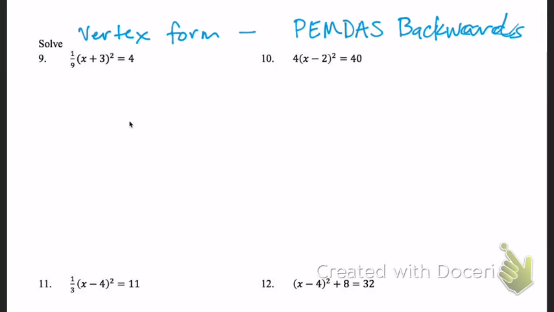So I'm going to add subtract first in number 9, but there's nothing to add or subtract. So then I'm going to multiply divide. And so I want to get rid of this 1/9. So how can I get rid of that? I can do 2 things. I can multiply by 9, or I could divide by 1/9. In my head, it makes more sense to multiply each side by 9. So I'm left with x plus 3 squared equals 36.